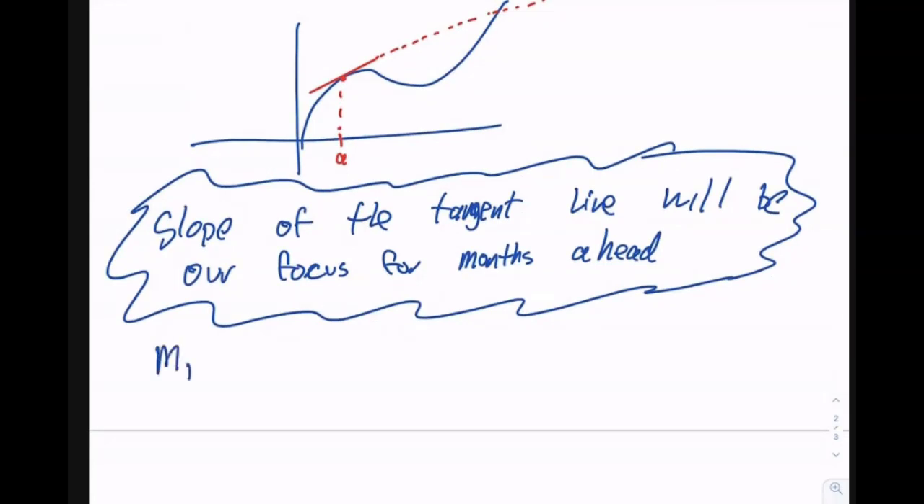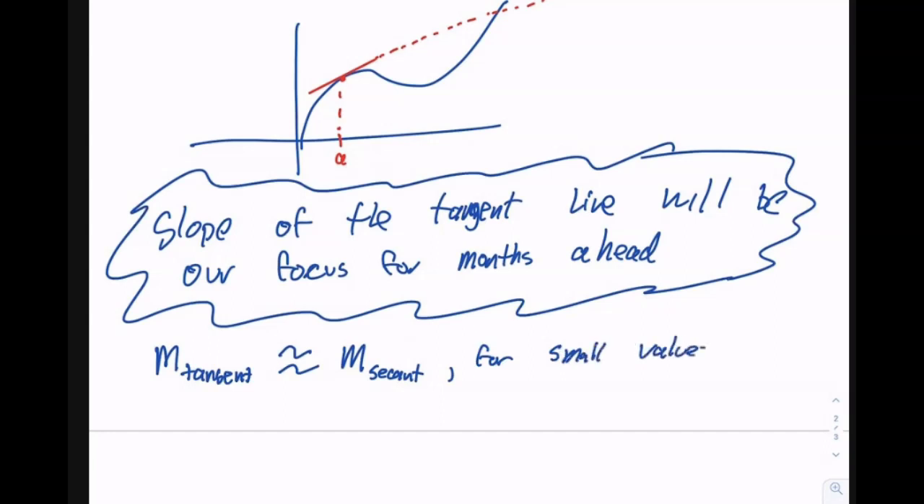The slope of the tangent can be approximated by the slope of the secant for small values of h. And this is why we use the h. And remember what the h means is the difference between the 2 points. It's the distance between those 2 points on the x-axis.